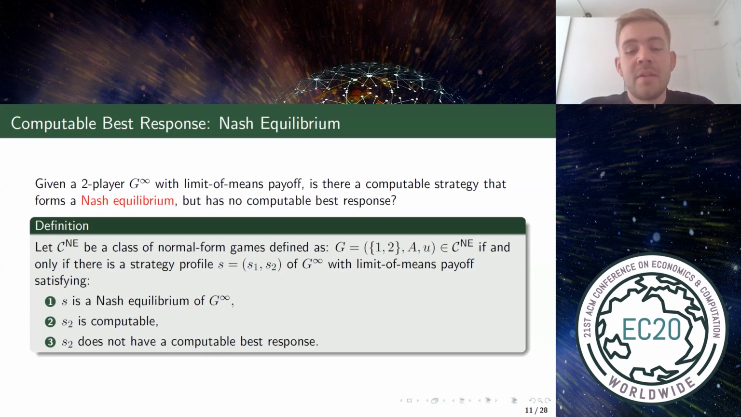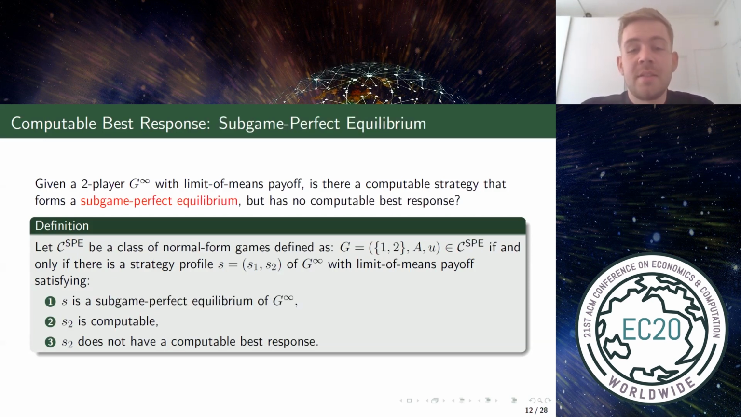Similarly, we define a class of games CNE, where we require S to be a Nash equilibrium. So instead of just S1 being a best response to S2, S2 is also a best response to S1. And last, the class CSP requires S to be a subgame perfect equilibrium. Notice that CSP is a subset of the class CNE, which is a subset of the class CBR.